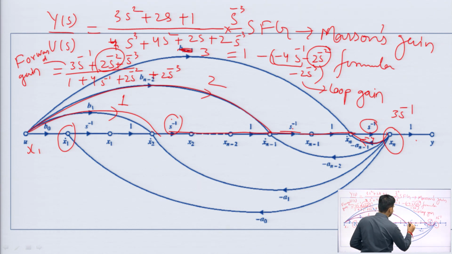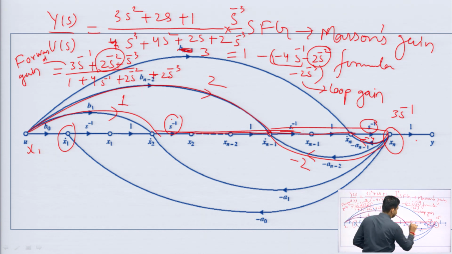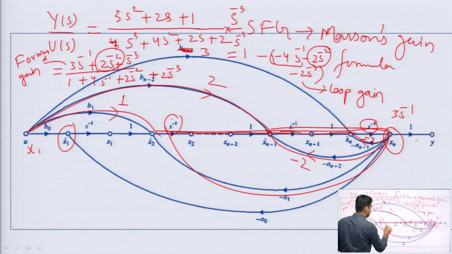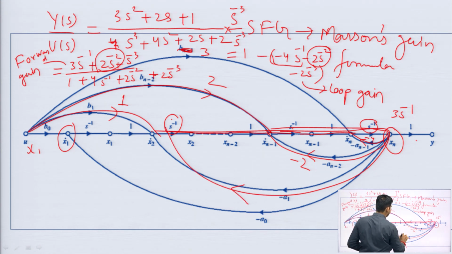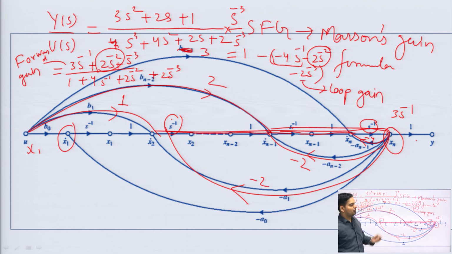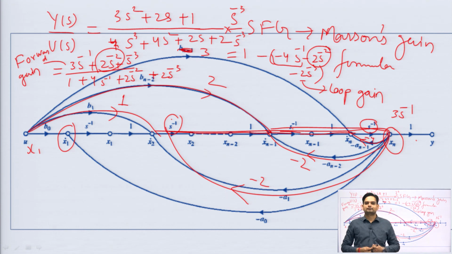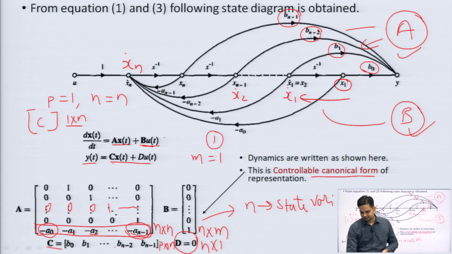In the same way, I have to obtain the second loop, S inverse square. How can you obtain this loop? You can start from this node, S inverse square, and come back via feedback with a coefficient of minus 2. In the same way, to make S inverse cube, start from here, come back to the feedback, and make this coefficient minus 2 S cube. So, in this way, via Mason's gain formula, you can draw the SFG. Multiple options are available, and you can follow whichever method is comfortable. This is the OCF method.